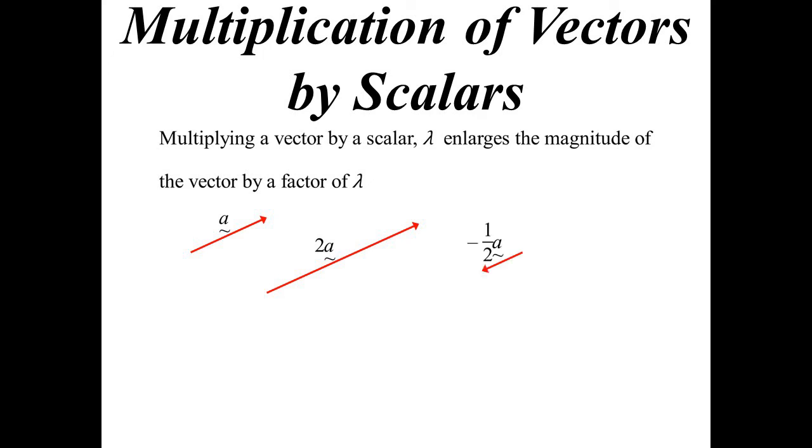That one would be minus a half A. So I've halved the length of the vector, but now it's going in the opposite direction. So the head and the tail have swapped around. But they're all parallel, because as I say, the basic direction has not changed. Well, one's negative, but it's still parallel.